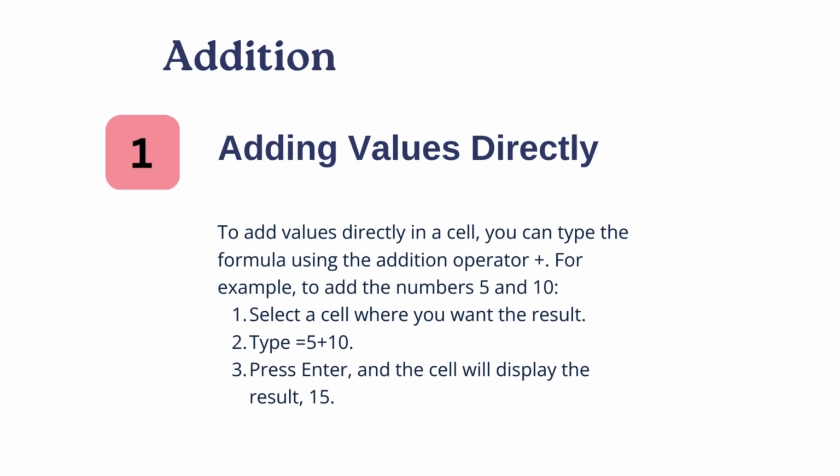Adding values directly. To add values directly in a cell, you can type the formula using the addition operator. For example, to add the numbers 5 and 10, select a cell where you want the result, type =5+10, press enter, and the cell will display the result, 15.